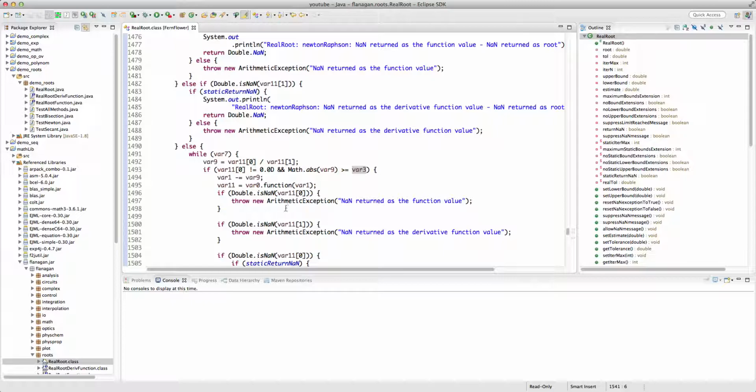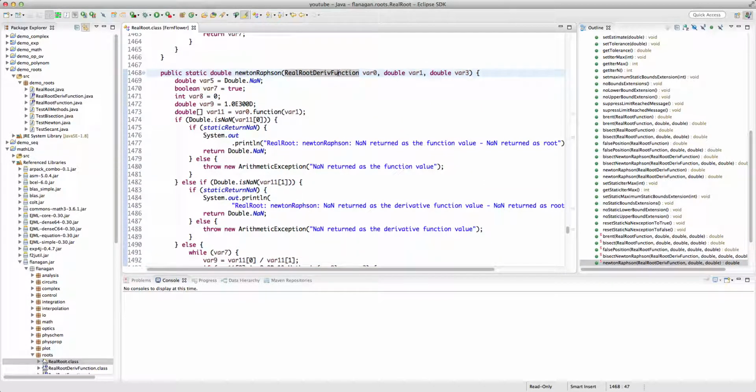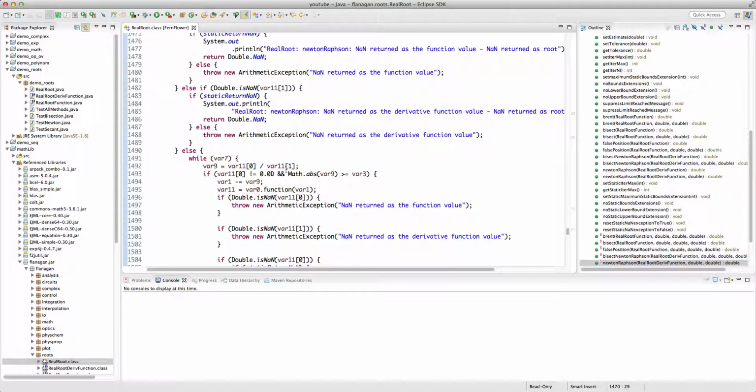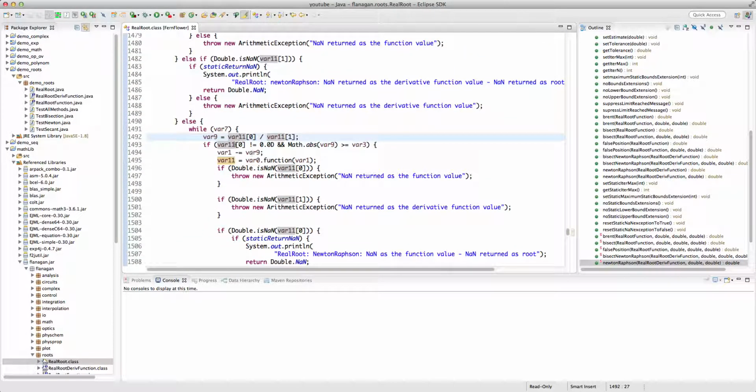For the Newton-Raphson, the root happens here. Basically it finds the slope of the function, so it calls the real root deriv function. It assumes that the user has already provided the function with the derivative function too. So var9 here is the var11, and var11 is basically the 0th element is the value of the function, the first element is the value of the derivative.